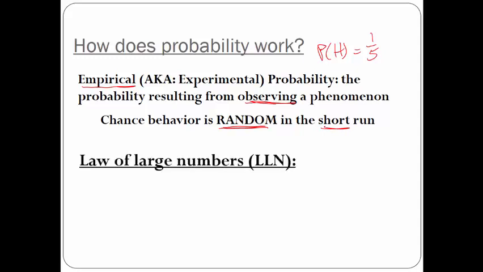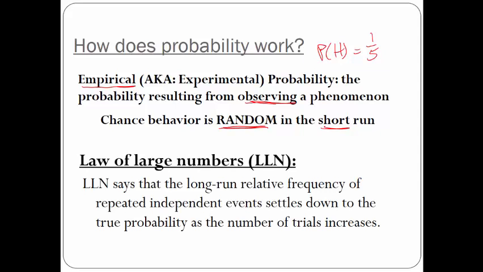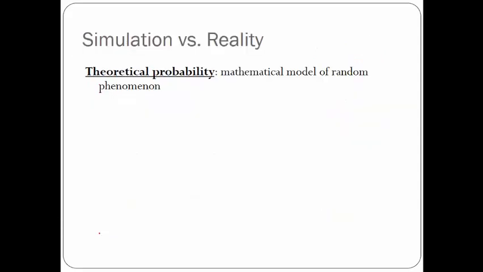But the law of large numbers says that if I keep doing something over and over again, the long run relative frequency, in other words the long run probability, which is what this term relative frequency is saying, should settle down to the true probability over time. So if I flip the coin 5,000 times, it'll be a lot closer to 50-50. This true probability, another name for it, is theoretical. And that's what's going to happen.